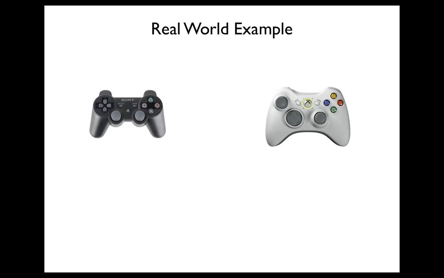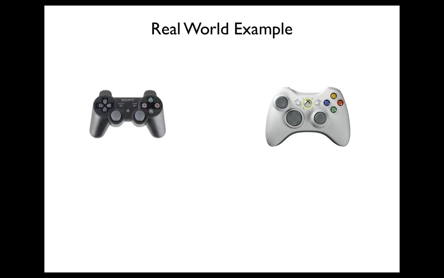To explain this concept a little easier, I would like to use a real-world example. Here pictured is a PlayStation 3 controller and an Xbox 360 controller. These will represent our operators in this example. If you don't know, the Xbox 360 gaming system and the PlayStation 3 gaming system can be used for a variety of functions. They can be used to play actual video games, play audio CDs, and even play DVDs.